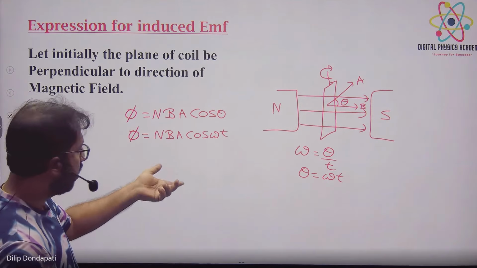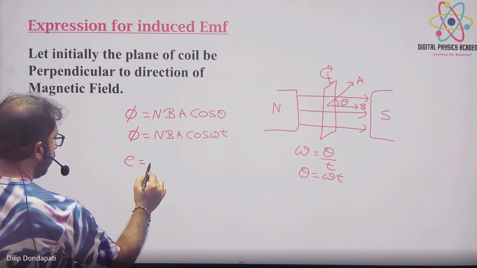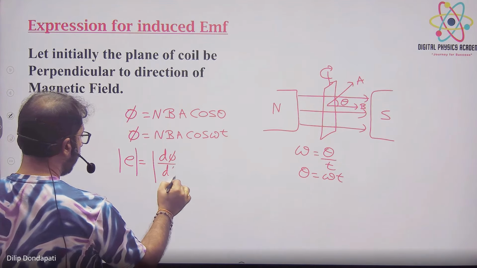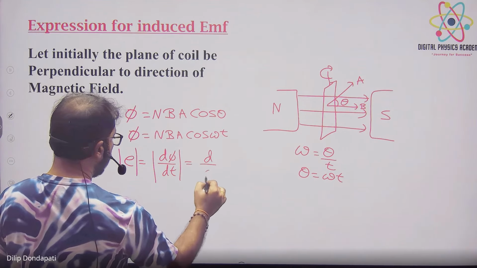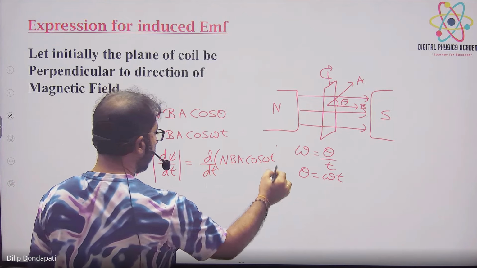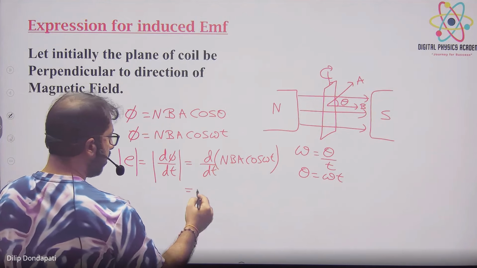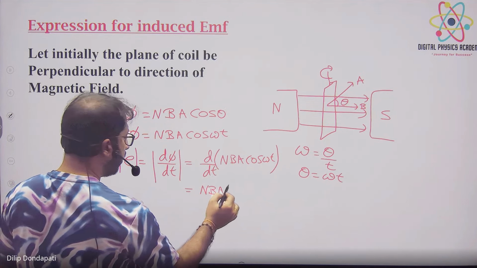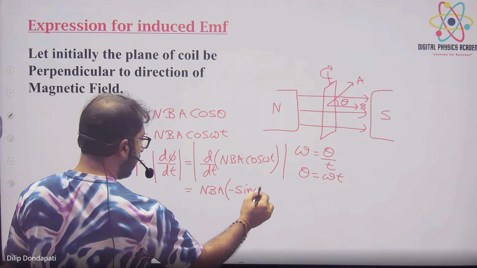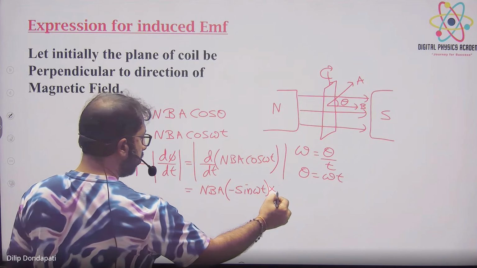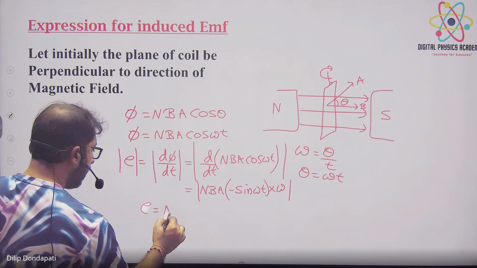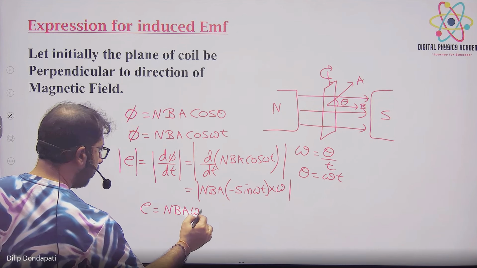Now the flux has come. What does Faraday's law say? EMF induced is equal to mod of d phi by dt. So d by dt of NBA cos omega t. Okay. So NBA constant will come out. And the differentiation of cos is minus sin omega t into the differentiation of omega t, which is omega. Inside the mod, the minus can be removed. Therefore EMF will be NBA omega sin omega t.